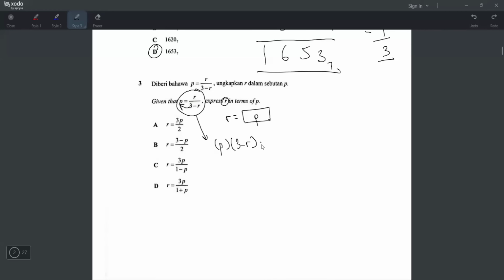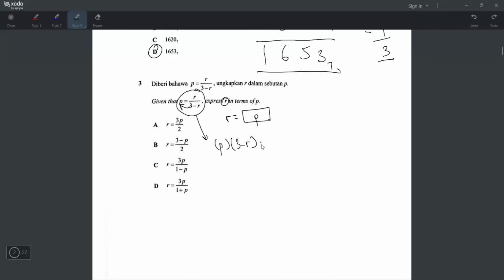But you can see your R now ada dua, ada muncul dua kali. So what I will do, I will leave the 3P here and pindah yang ada R on one side. Minus PR jadi tambah PR. Okay, R tambah PR ni tak boleh buat, tapi kita boleh faktor. Yeah, we can factorize because both these two terms can both divide by R.